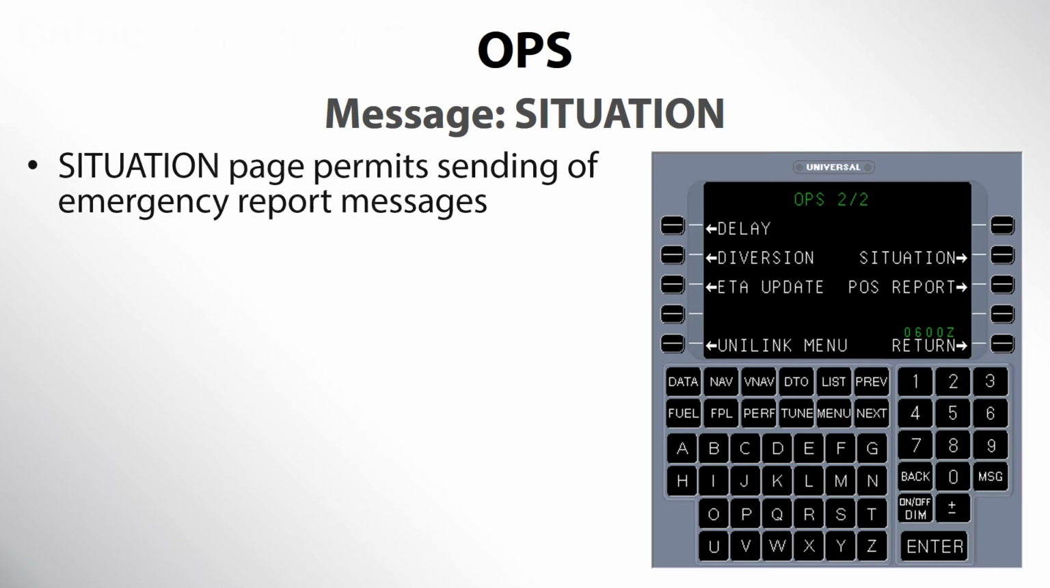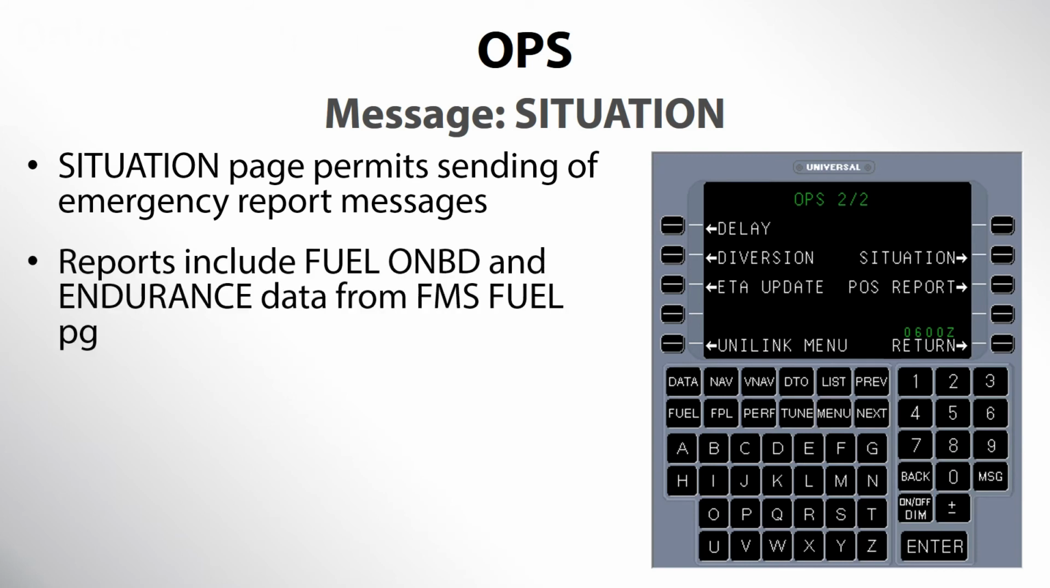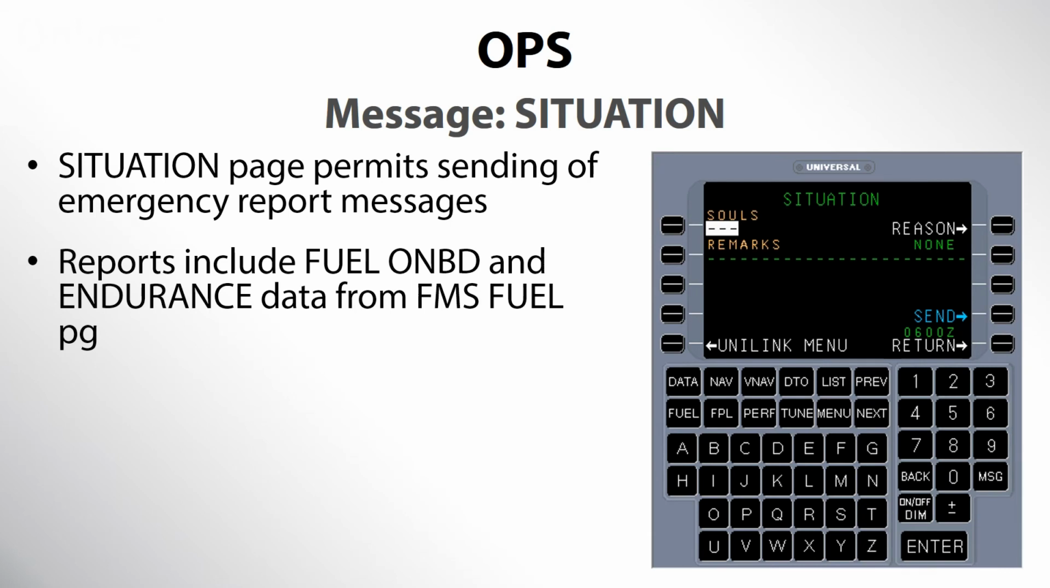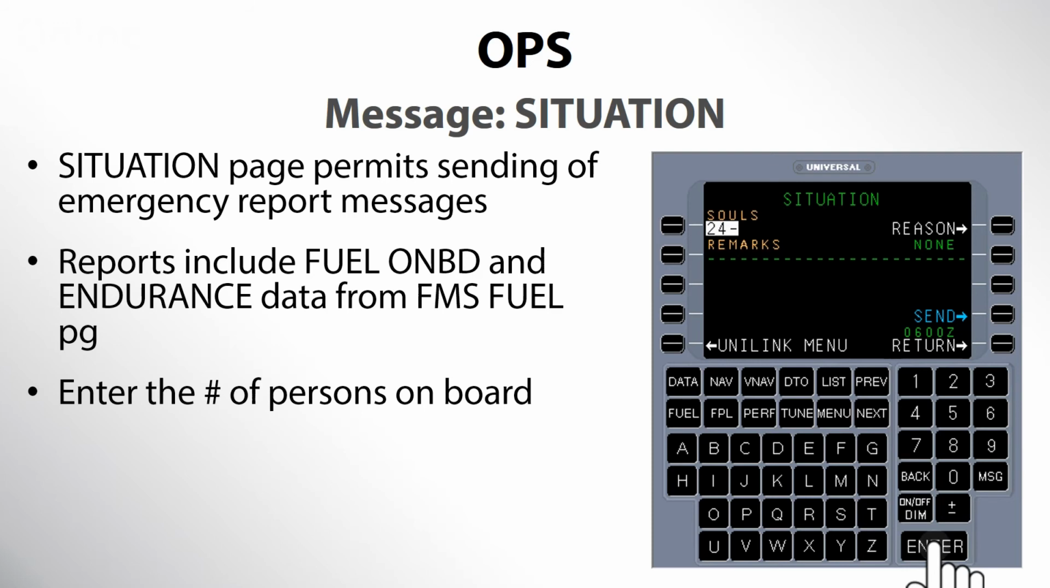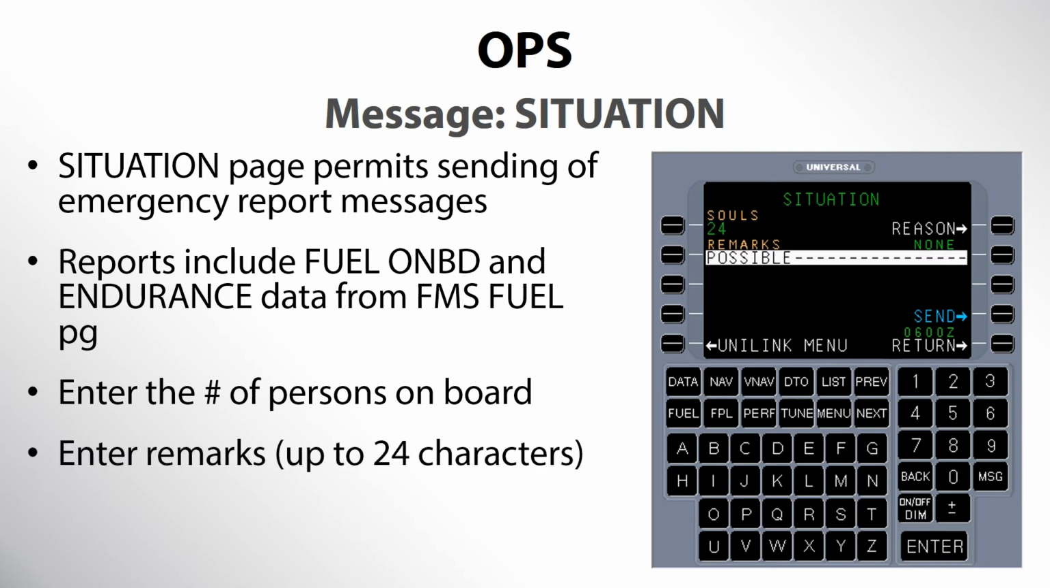The Situation page permits the sending of emergency report messages for mechanical and medical emergencies. All situation reports include fuel on board and endurance data from the FMS Fuel page 2. To make the report, press Situation on Ops page 2. With SOLS active, enter the number of persons on board and press Enter. If not active, press Remarks and enter information as needed. Up to 24 characters may be entered.